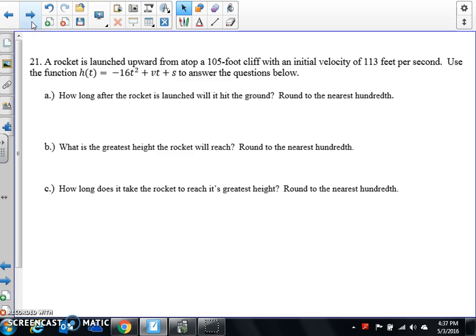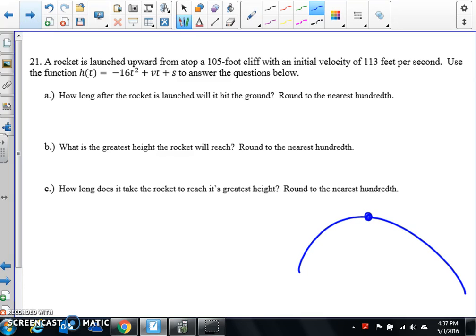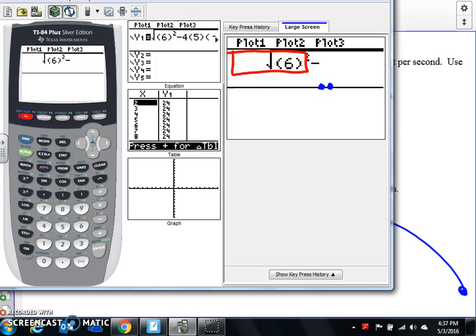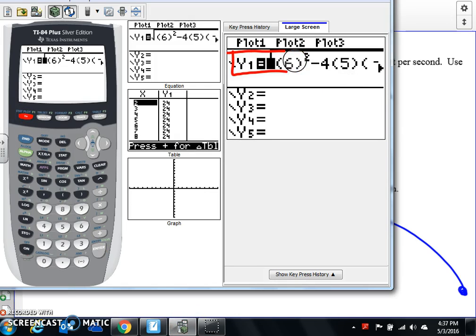All right, a rocket is launched. So if you see these problems, you immediately draw. I know that I need this point and this point. Those are my most important points. So I can read it and blah, blah, blah, blah, but let's find those first 2 points.